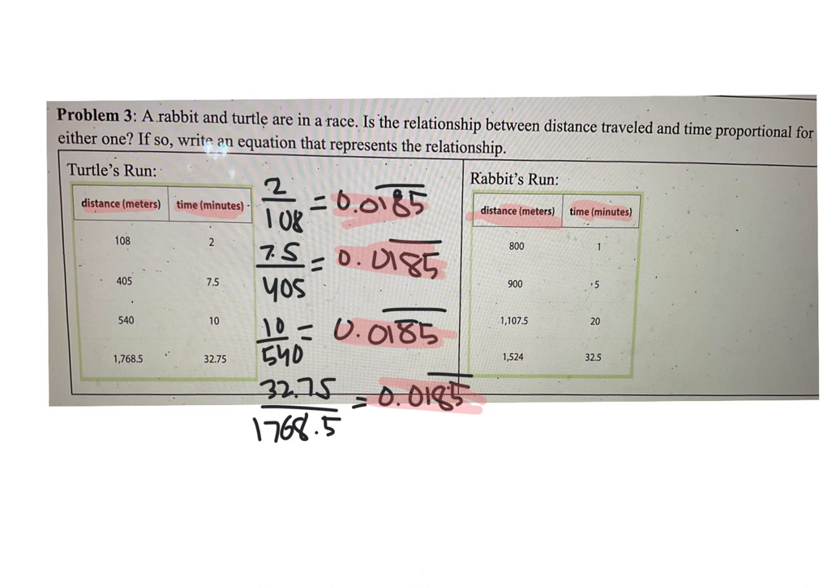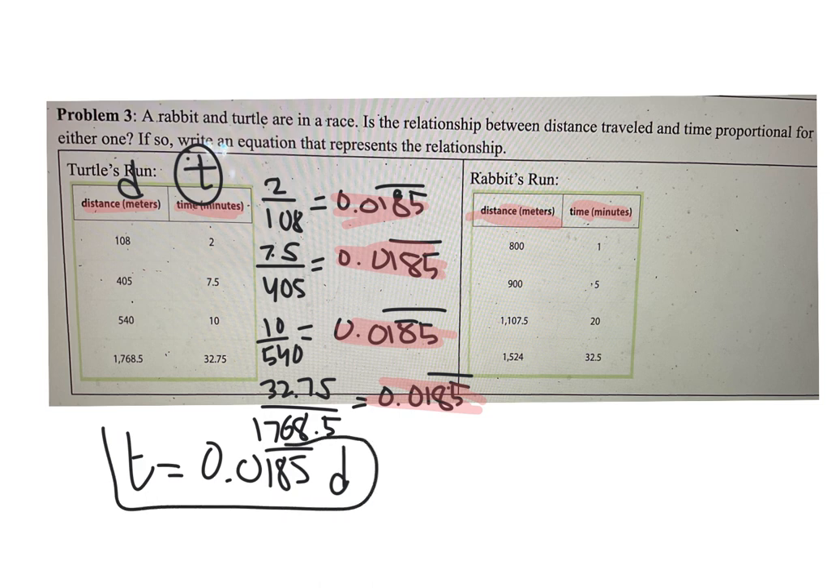So here's how we're going to write this. Let's use T for time, and let's use D for distance. So whatever's on the right side goes by itself. So we're going to say T is equal to, use your COP, and then that's multiplied by our distance. This is our equation right there.